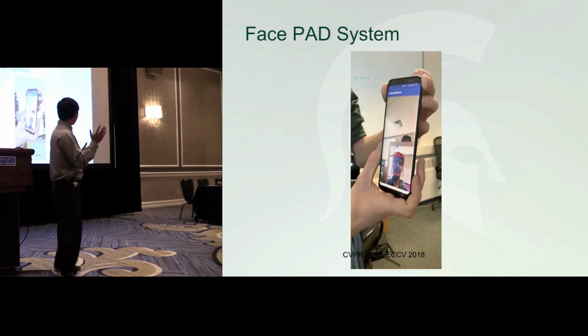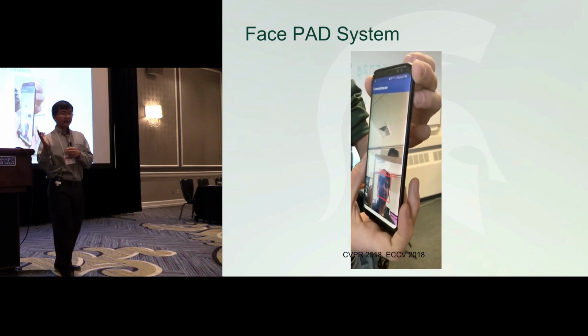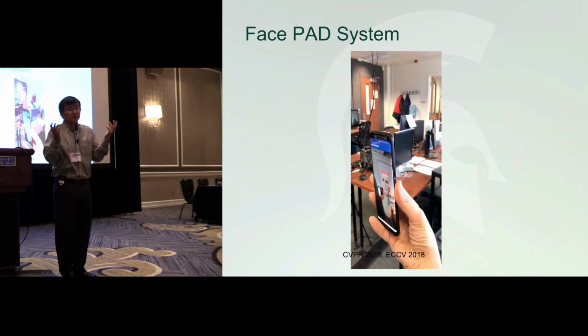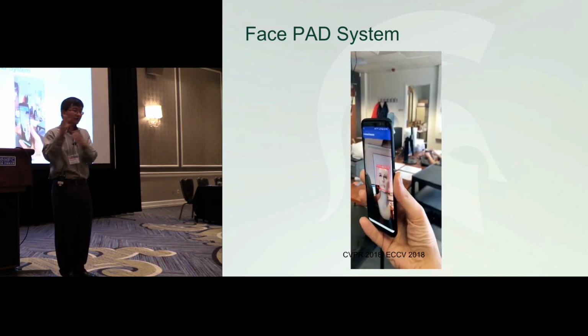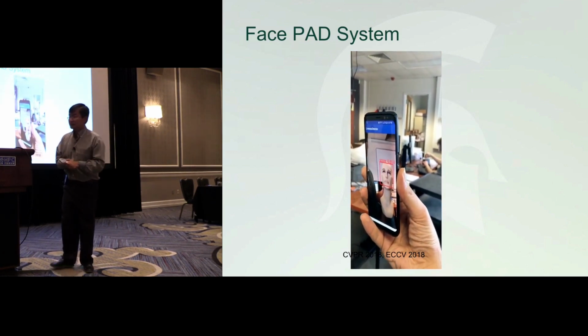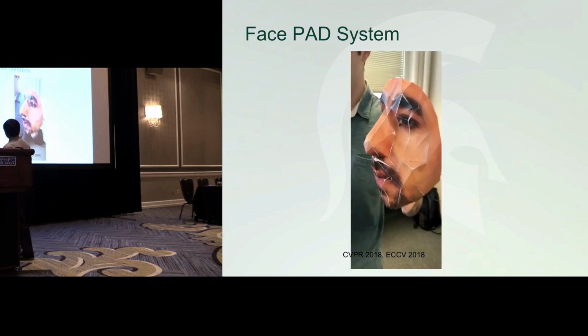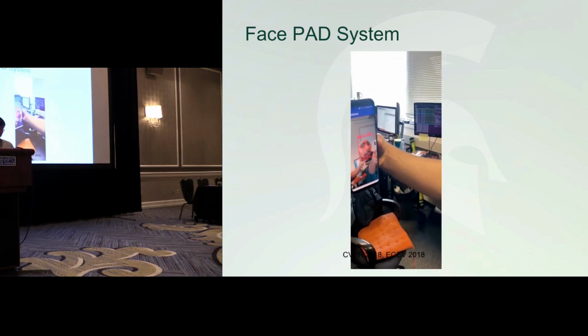It could be a paper attack. It could be a cell phone attack. It could also be a 3D mask attack. Someone makes a 3D mask for you and tries to attack the systems. Yeah, this is also one of the attacks as well.